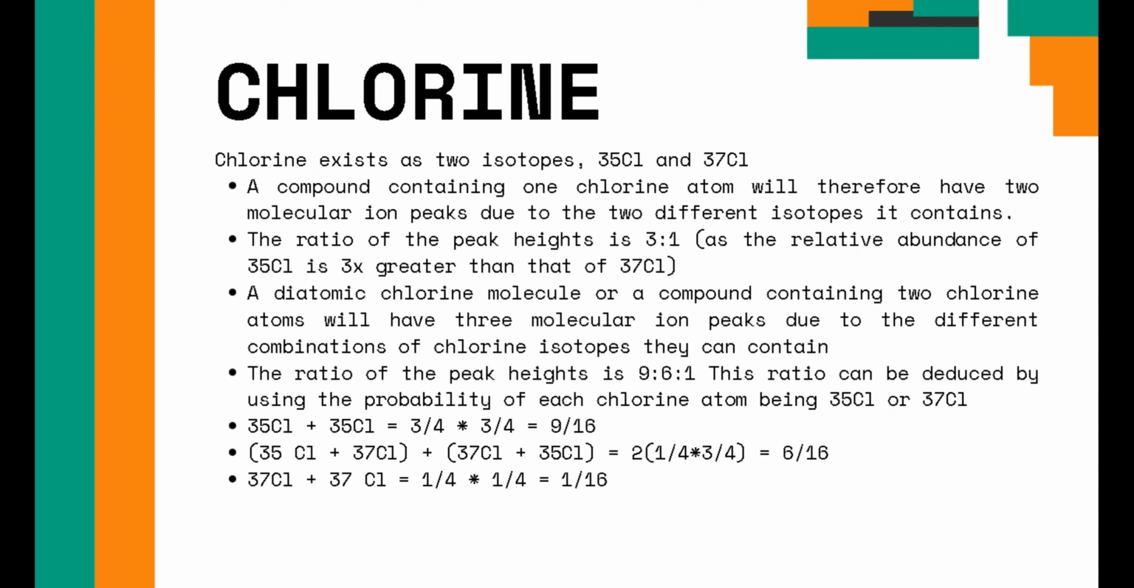Their peaks would be of greater abundance due to 2 combinations of the same MR. And for 37Cl with 37Cl, 1/4 times 1/4 gives us 1/16. Therefore, the ratio 9:6:1. It's also the same if we have 3 molecules of chlorine. Like in nitrogen trichloride, either all 3 chlorine atoms could be 35, or 2 could be 35 and 1 could be 37, or 2 could be 37 and 1 could be 35, or all 3 could weigh 37, meaning we will have 4 peaks.